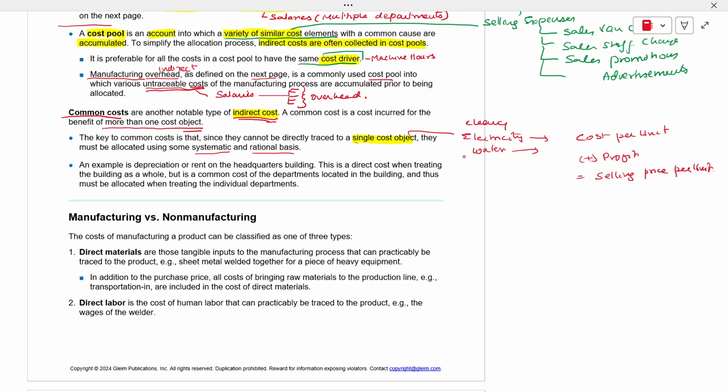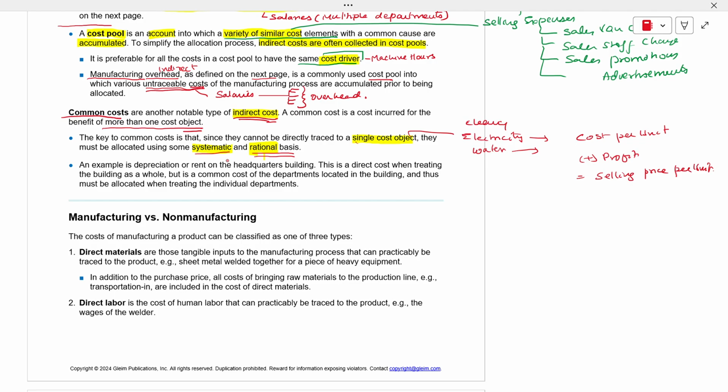That is the reason. The purpose of learning this chapter is that when we calculate the cost, we calculate it precisely. If you don't do things precisely, automatically the cost of the product will increase. We have to calculate accurately. That is the reason they say it should be calculated on a systematic, rational, unbiased basis.